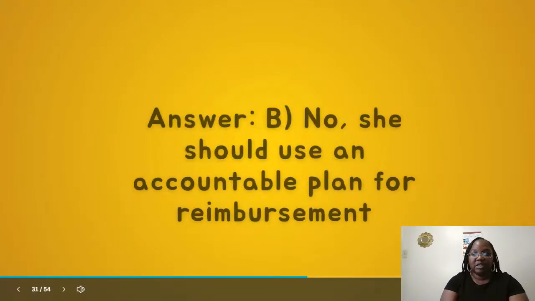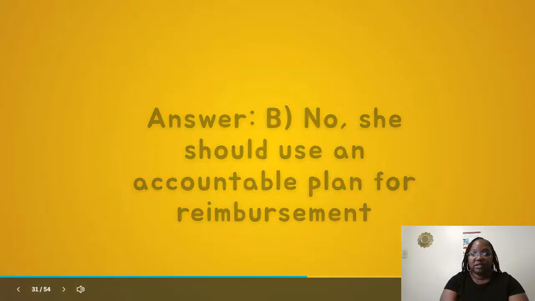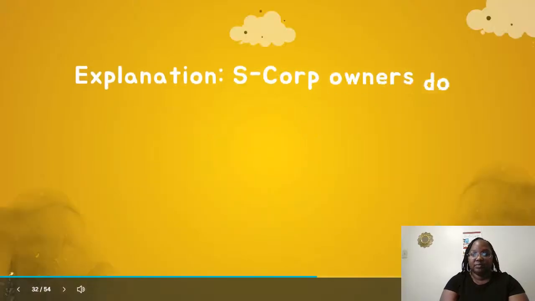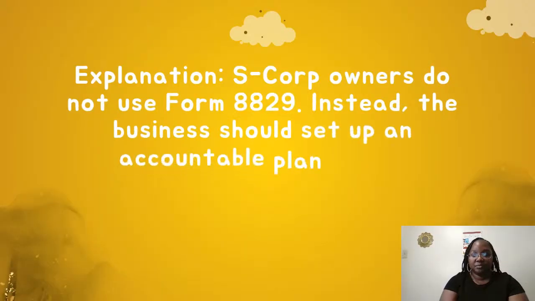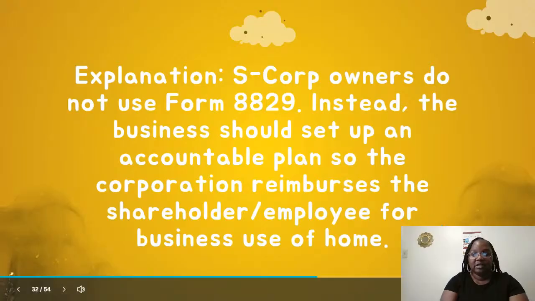So the answer is B. No, she should use an accountable plan for reimbursements. Explanation. S Corp owners do not use Form 8829. Instead, the business should set up an accountable plan so the corporation reimburses the shareholder employee for business use of home. All right, that's plain and simple.